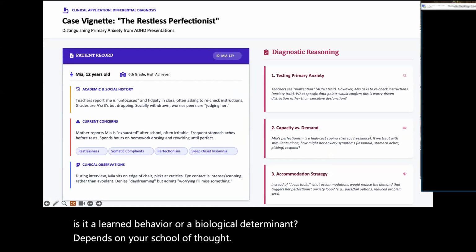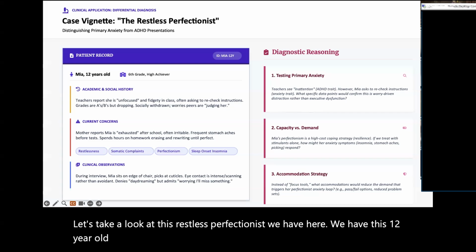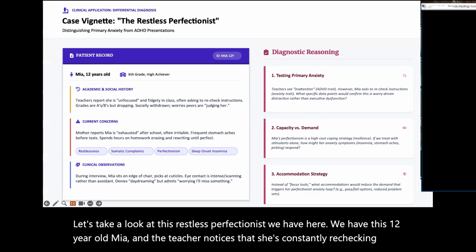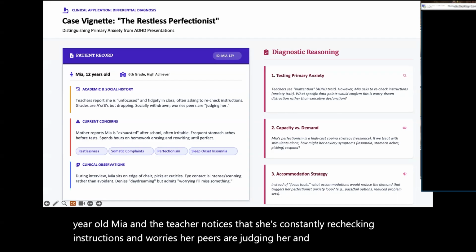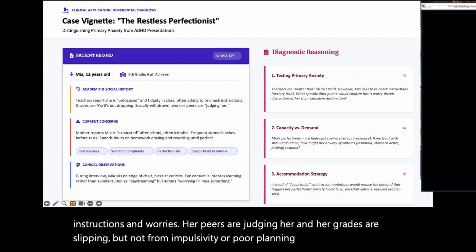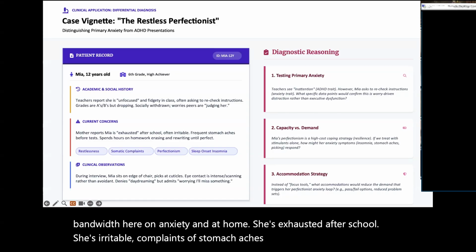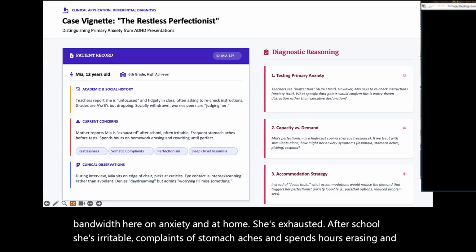Let's take a look at this restless perfectionist we have here. We have this 12-year-old Mia. And the teacher notices that she's constantly rechecking instructions and worries her peers are judging her, and her grades are slipping, but not from impulsivity or poor planning. She's burning cognitive bandwidth here on anxiety. And at home, she's exhausted after school. She's irritable, complains of stomach aches, and spends hours erasing and rewriting her homework to make it perfect.